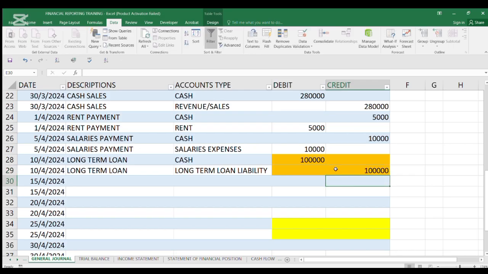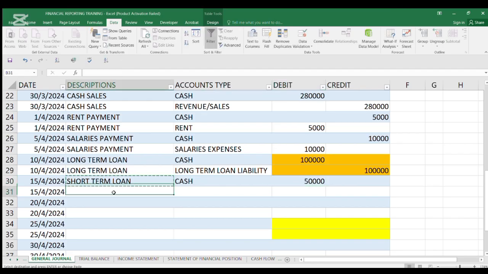The next transaction: borrowed 50,000 US dollars from a bank for 1 year to cover short expenses. So this is a short-term loan. The same way we treat this one. So what we need to do is to copy and paste this one and change this long to short-term loan. Then of course into the cash you receive it, and it has to be debited, which is 50,000.